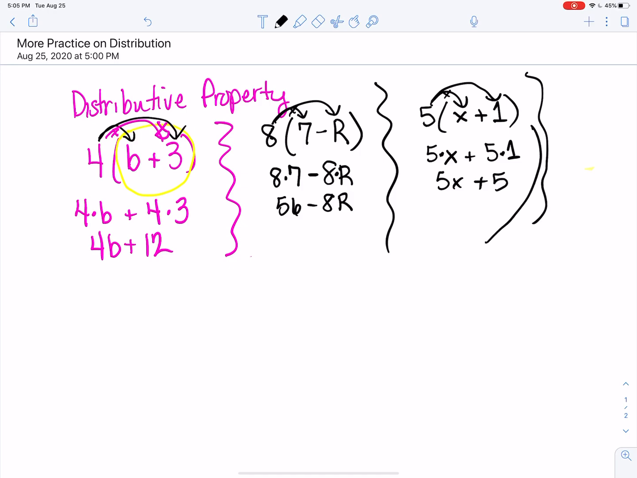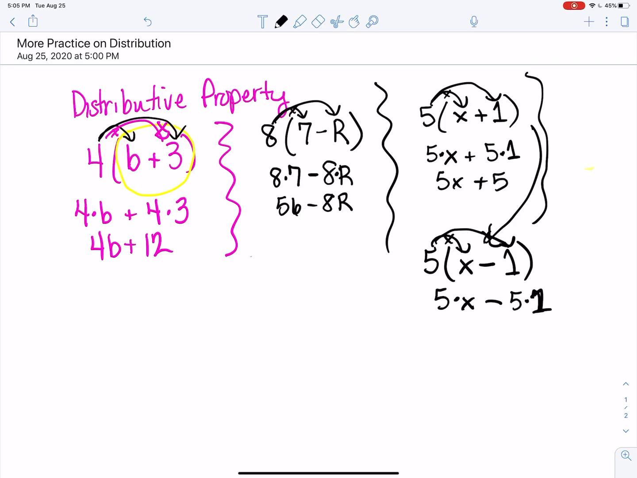Now, why does it make it hard if I say 5 times x minus 1? It really doesn't. I'm still doing 5 times x. I'm subtracting 5 times 1. That's a 1. So 5x then becomes 5x, and 5 times 1 becomes subtract 5. So distributive property is just distributing things.